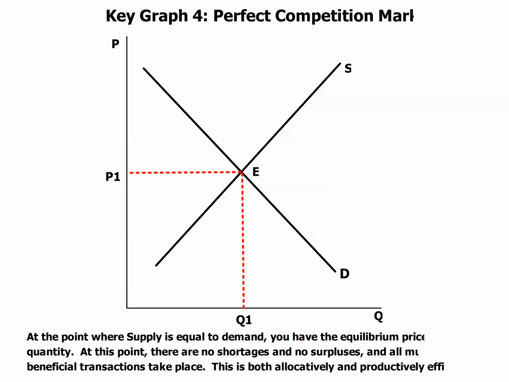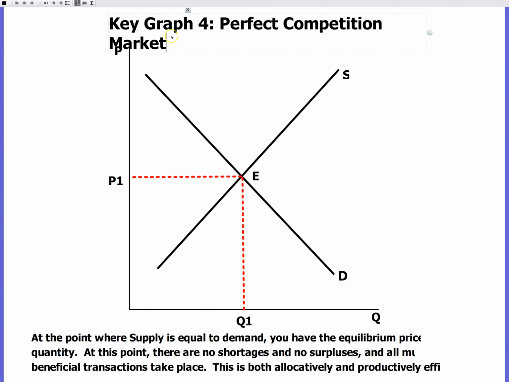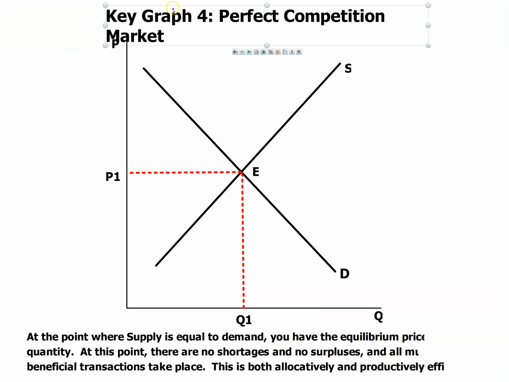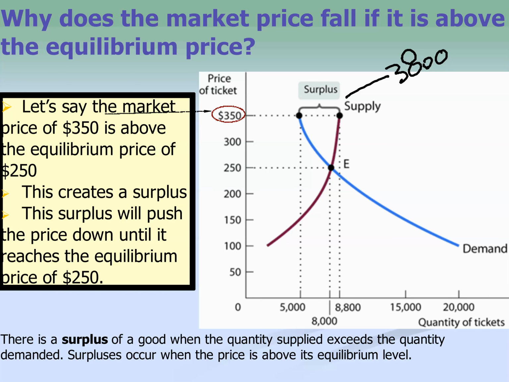And that leads us to this key graph, which is the idea of a perfectly competitive market. For that graph, now we see an equilibrium where the upward sloping supply curve meets the downward sloping demand curve at a price level of P1, and at a quantity of Q1. This is productively and allocatively efficient as a result of this. So why does the market price fall if it's above equilibrium? Well, the idea here is if it's above equilibrium, you're going to end up with a surplus. You're going to end up with more than what you need.